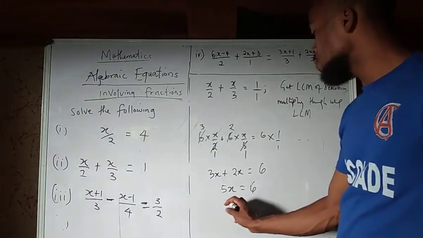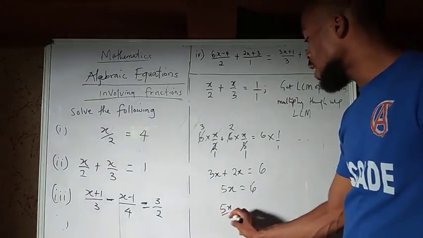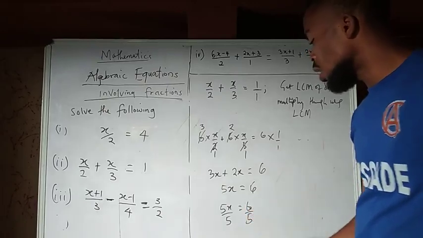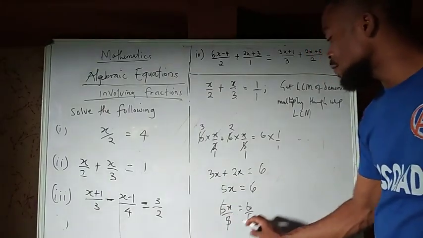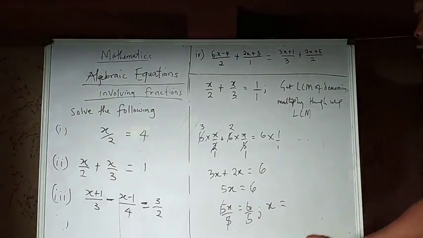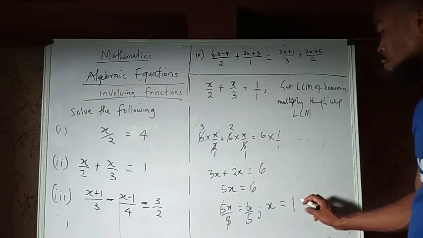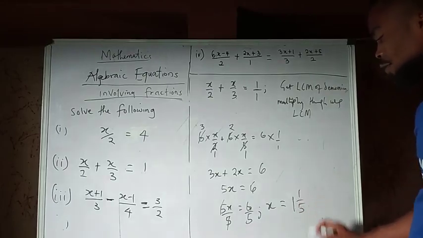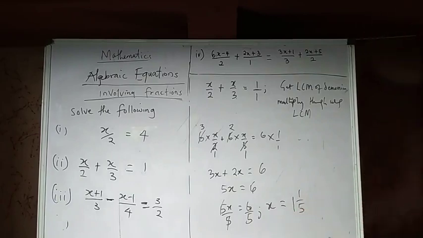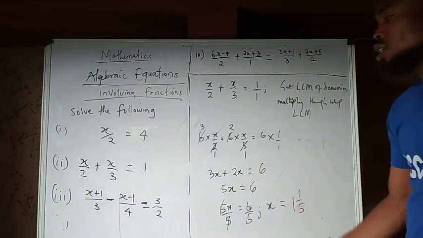Just do it that way. Alright, so with this now, this is going to become 5x over 5 equals 6 over 5. So 5 will cancel 5 here. We'll be left with x alone. Then 6 over 5 is going to be one whole number, 1 over 5. That's what 6 over 5 will be, one whole number, 1 over 5. So that's how this works out.